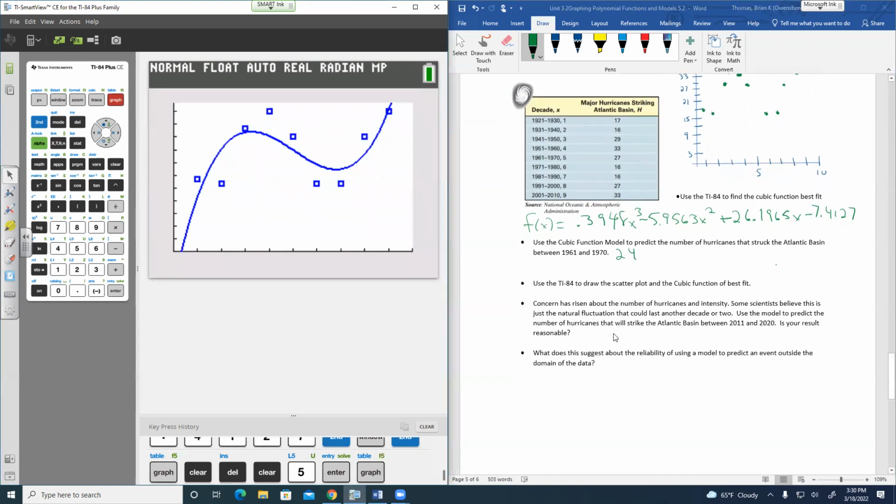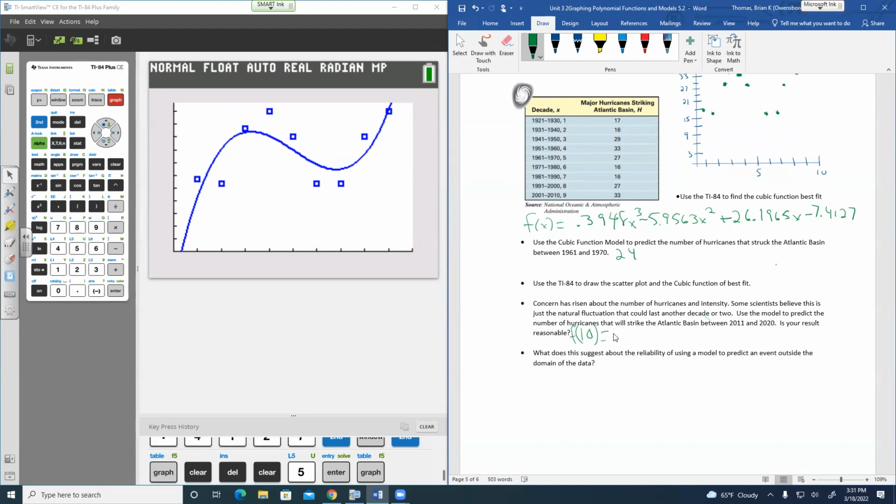So let's see here. So we did that. Concern has risen about the number of hurricanes and intensity. Some scientists believe this is just a natural fluctuation that could last another decade or two. Use the model to predict the number of hurricanes that will strike the Atlantic Basin in 2011 and between 2011 and 2020. Is your result reasonable? So 2011 to 2020 would be using the value of 10, because 9 would be 2001 to 2010. So we're going to be evaluating f of 10.